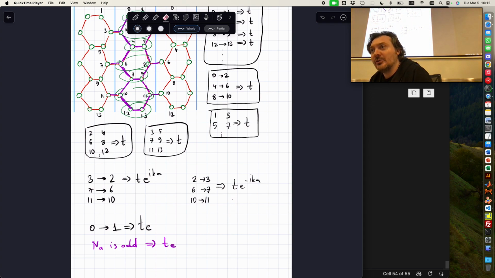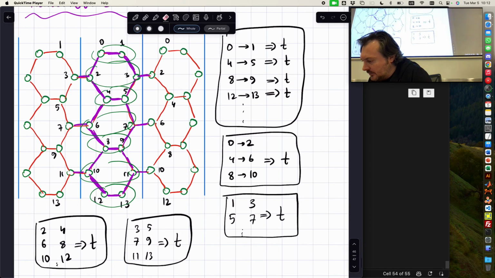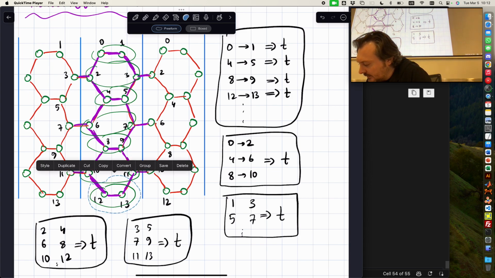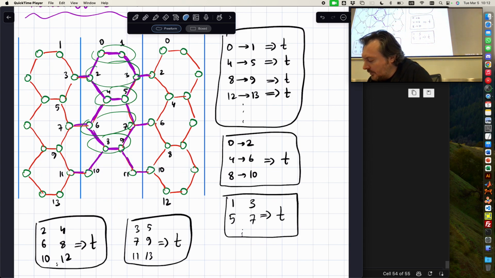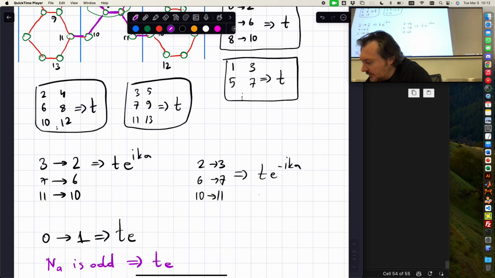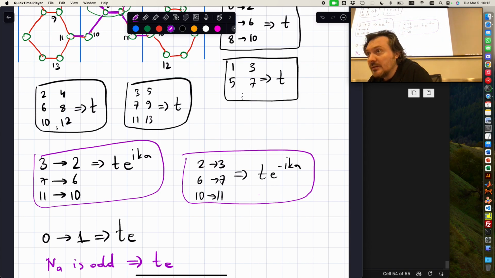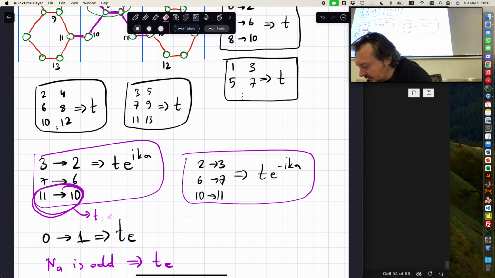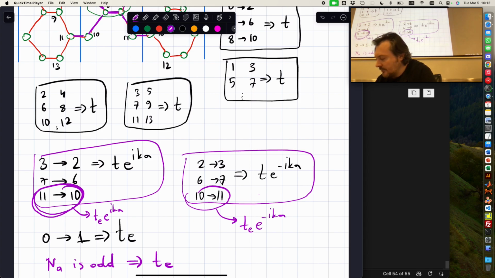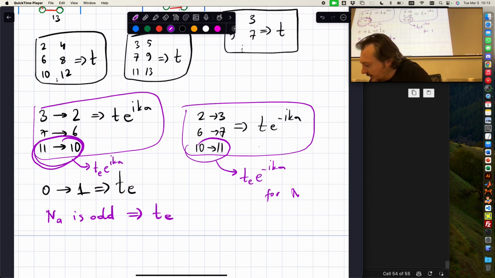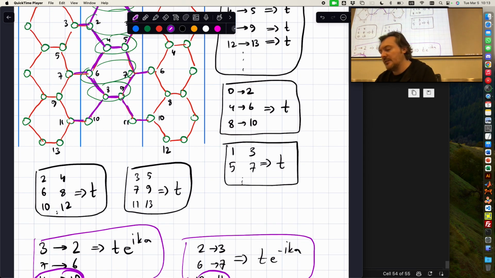You did understand the odd case, right? In the even case, you don't have this part. So what you do is, you remember these bonds that we added? You take the last one of them, make it TE, TE e to the ika. And this one becomes TE e to the minus ika. For Na is even, that's what you do. Na is number of rows of the atoms, yes. Let me just recover this picture.